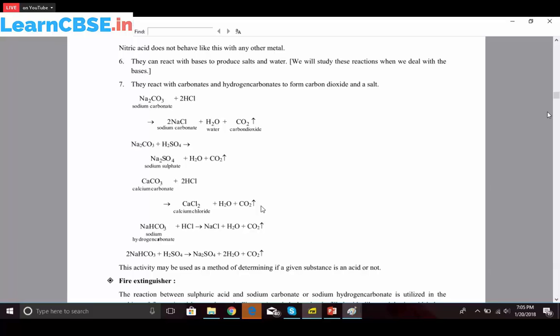Okay, how will you confirm that carbon dioxide is coming out? We have to use lime water, which is nothing but slaked lime, Ca(OH)2. When we pass the carbon dioxide gas into a tube of slaked lime, we get a white precipitate. It turns milky, meaning a white suspension in the liquid. This indicates the presence of carbon dioxide gas.